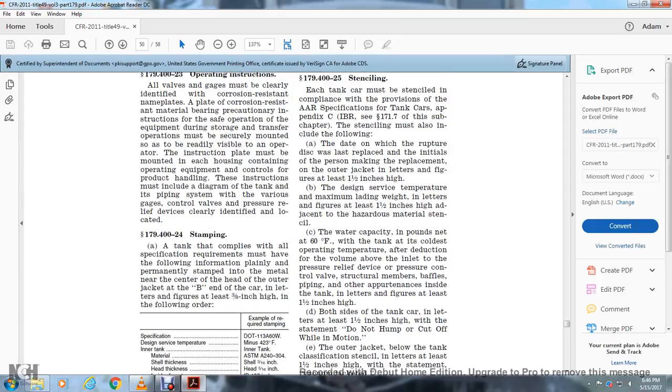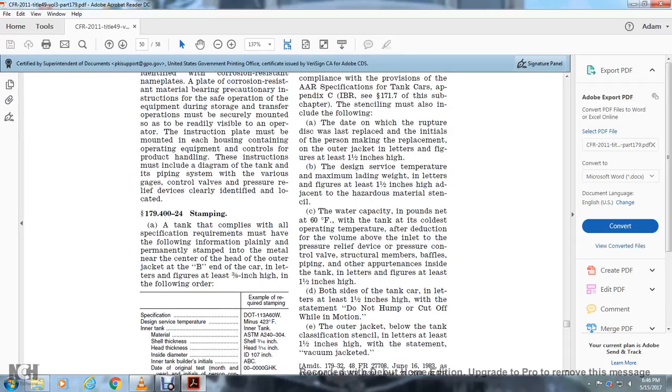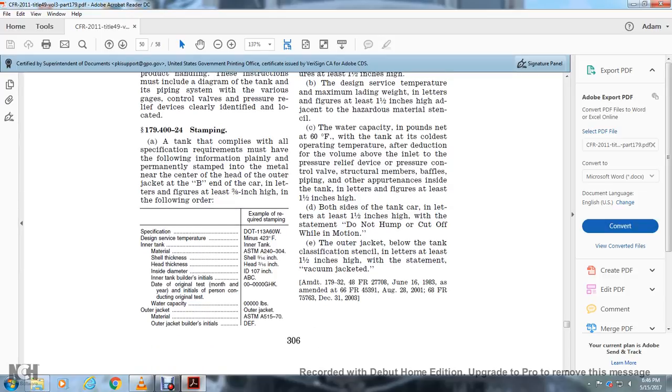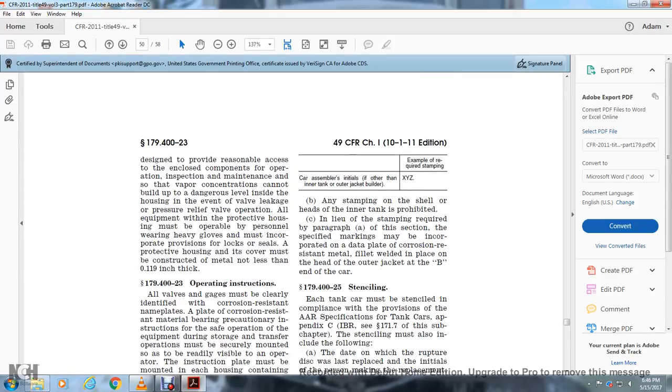179.424. Stamping. The tank that complies with all the specification requirements must have the following information plainly and permanently stamped into the metal near the center of the head of the outer jacket at the B end of the car, in letters and figures at least 3/8 of an inch high, in the following order. Specification, design, surface temperature, inner tank material, shell thickness, head thickness, inside diameter, inner tank builder's initials, date, original test, and the initials of the person conducting the original test, water capacity, outer jacket material, and outer jacket builder's initials, and also the car assembler's initials, if other than the inner tank or outer jacket builder.